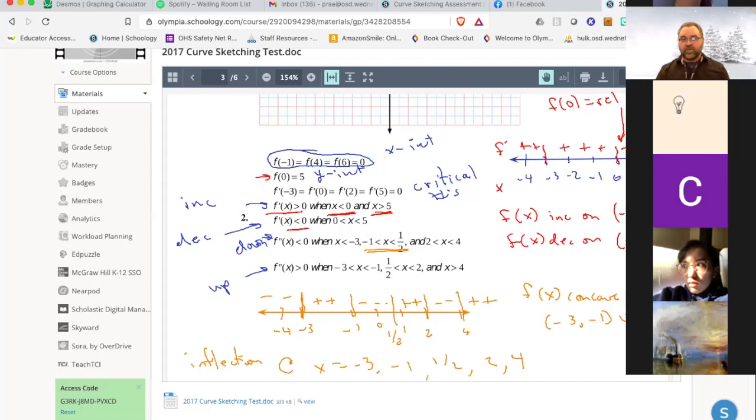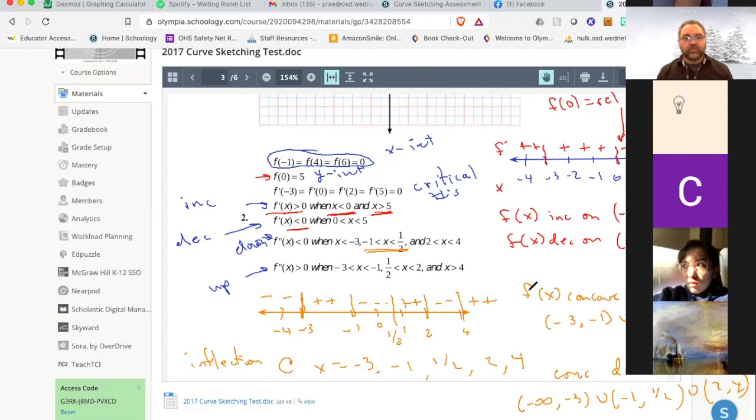And then concave down, -infinity to -3, union with -1 to 1/2, union with 2 to 4. And you can use the union symbols. You don't have to use the union symbols. You can do whichever you want. It's fine to use. Interval notation works too.